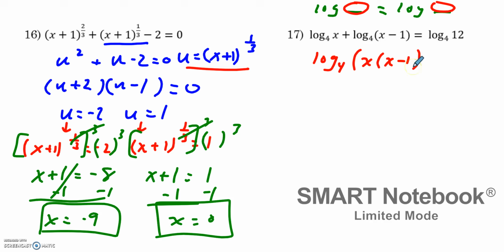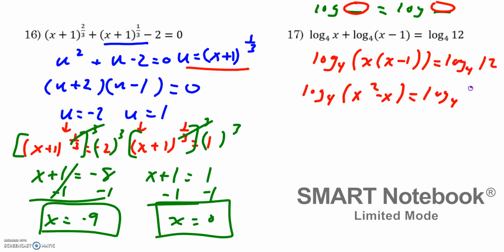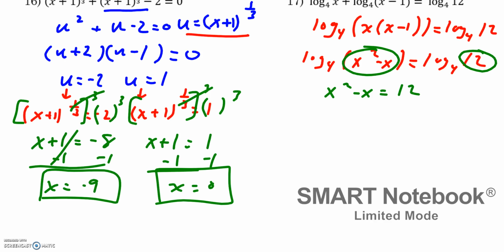So this side becomes log base 4 of x times x minus 1, and that would equal log base 4 of 12. So this is really log base 4 of x squared minus x equals log base 4 of 12. Because the logs have the same base, this argument is equal to this piece. So x squared minus x equals 12, and this looks like a lot of the other examples, something we can factor. X squared minus x minus 12 equals 0.